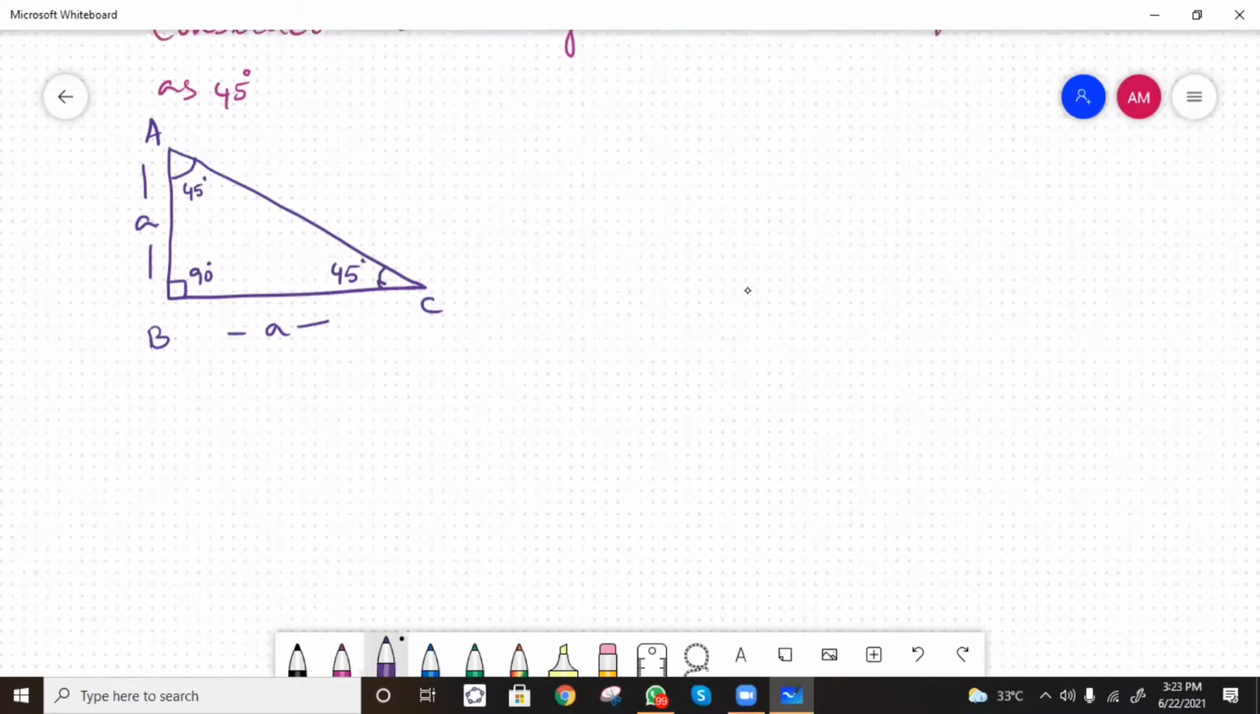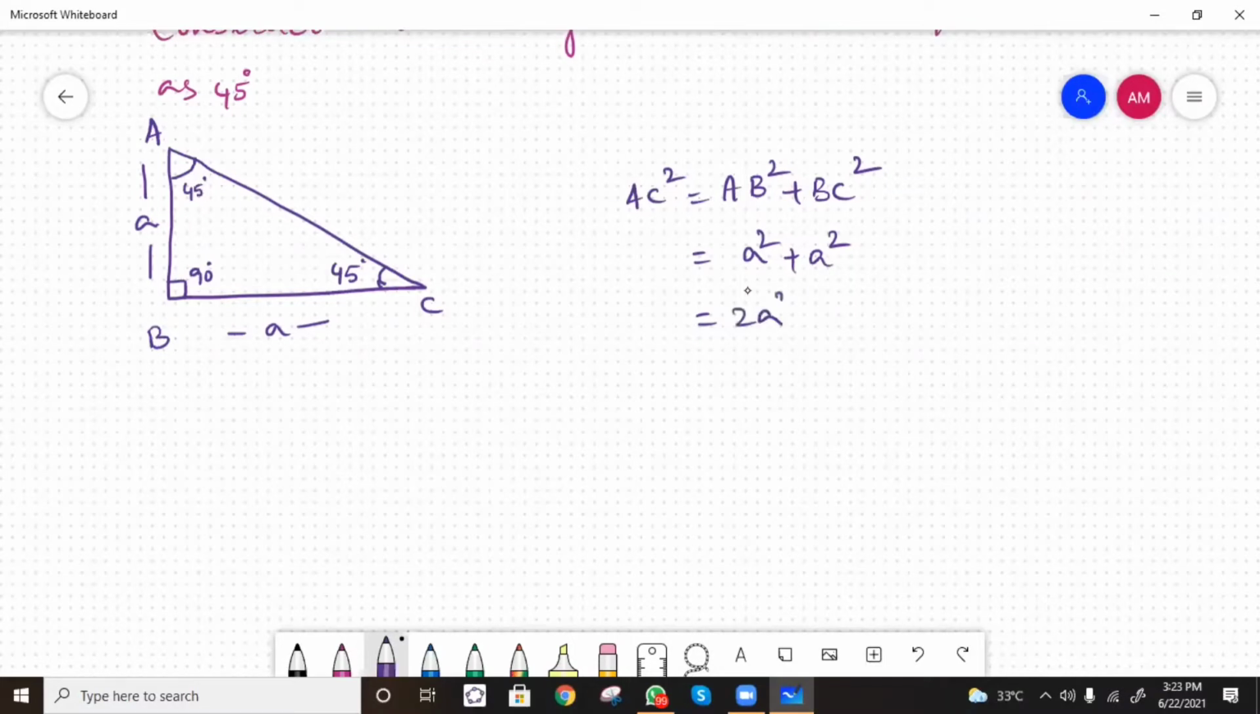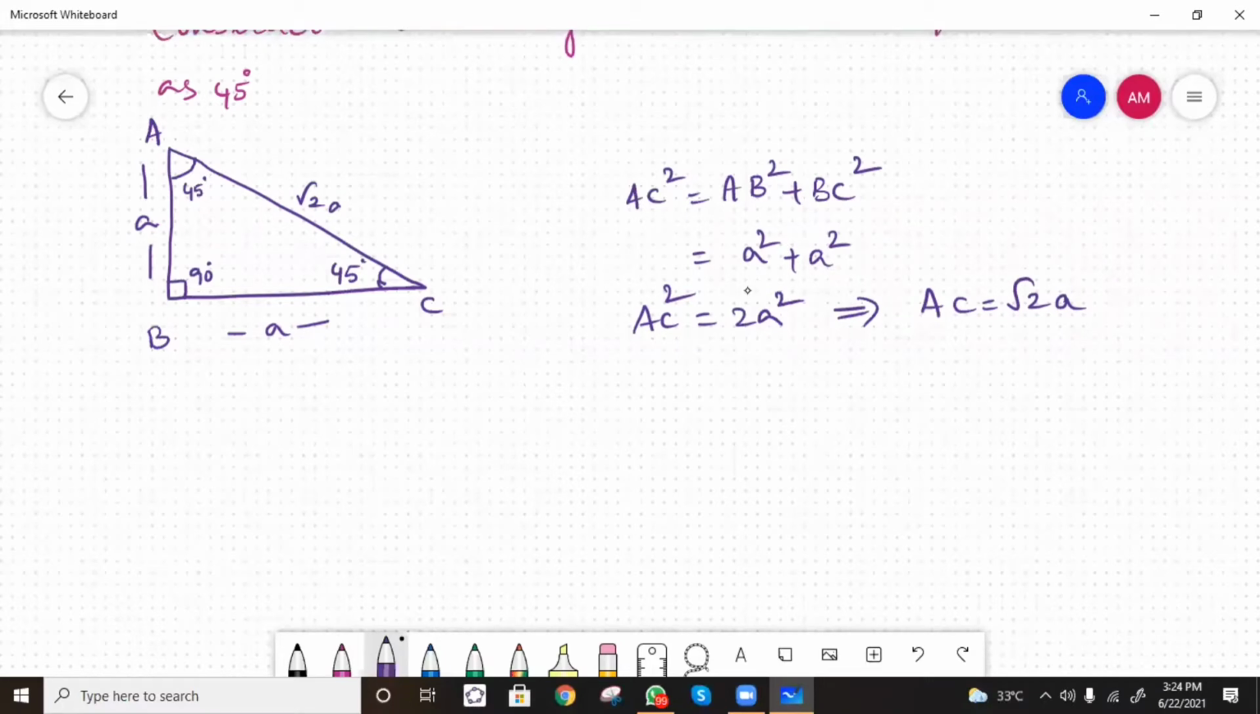So by Pythagoras theorem, what we can say? AC square is equal to AB square plus BC square. So this will be equal to A square plus A square. So that is equal to 2A square. So what will be AC then? AC is equal to root 2 into A. So we got all the sides.